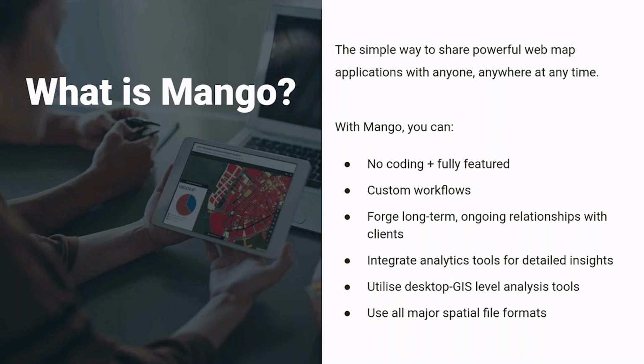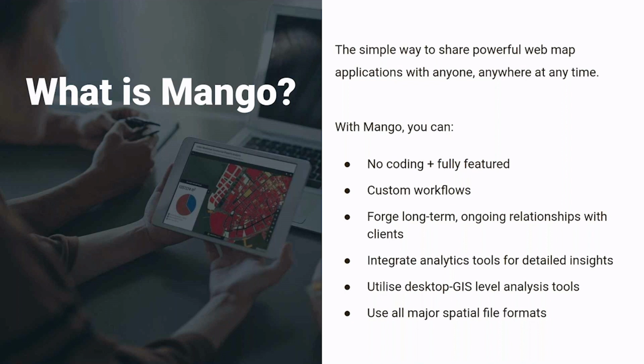So what are some of the standout features of Mango? With Mango, the number one thing is there's no coding involved and it's fully featured. A lot of web mapping platforms out there require you to have the skills of a web developer in order to develop the map applications. With Mango, everything can be done inside the interface with a few clicks. So you don't need to know anything about coding. You don't need to know anything about server hosting. We take care of all of that for you.